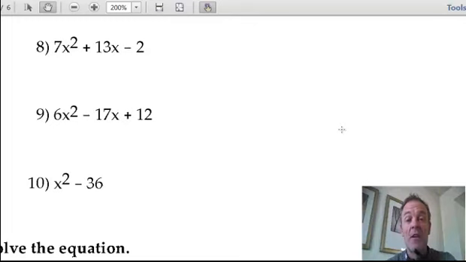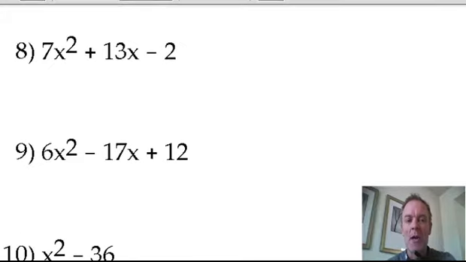Okay, some of the harder factoring problems. So this is where you have an integer in front of the x squared. So it's not just simply x times x, it's something else. Now we tend to just use what's called a trial and error method.